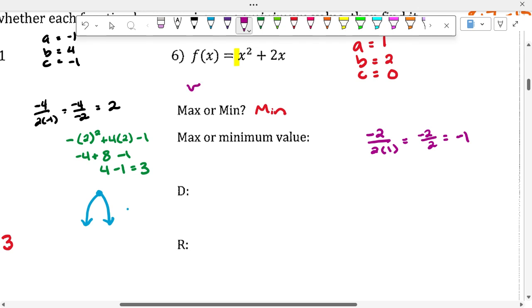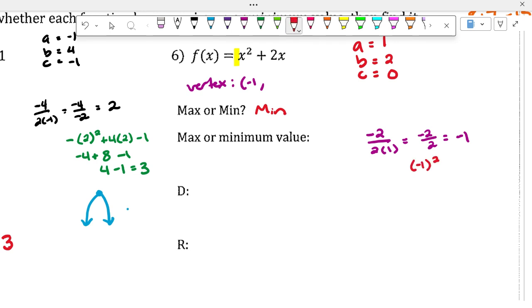-1. So that's the x value of my vertex. But I need the y value because that's what the minimum value is. So I got to plug it back into the equation. So I got -1 squared plus 2 times -1. What's -1 squared? Not 2. Negative 1 squared. It's positive 1. 2 times negative 1 is negative 2. What's 1 minus 2? Negative 1. So that's the y value of my vertex. So that is also my minimum value. What's going to be the domain of this function?